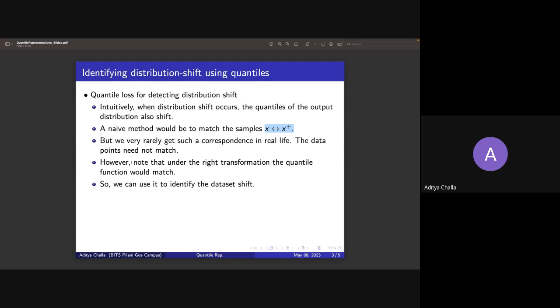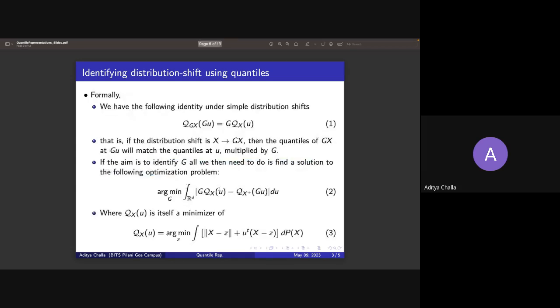So the most important thing to note is that when you have a data distribution shift, even though the samples are very different, the quantiles themselves don't change. So that's the core idea of identifying the distribution shift. And we want to use this to define our loss function.